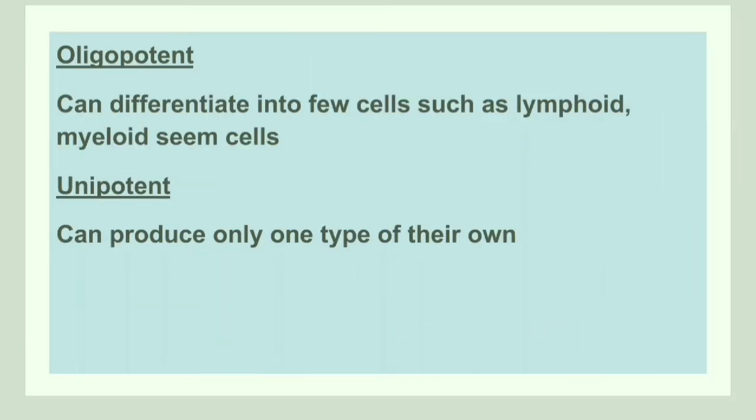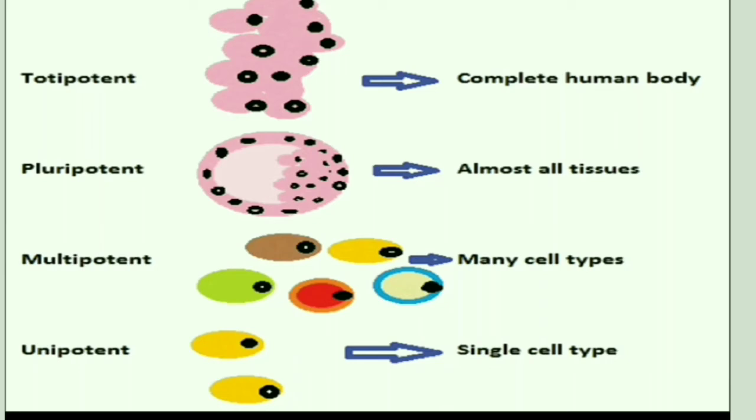The oligopotent cell is capable of differentiating into only a few cells, that is, lymphoid or myeloid cells. Unipotent cells are cells that produce only one type. Totipotent cells are able to differentiate into a complete human body, whereas a pluripotent cell is able to differentiate into all tissues. Multipotent cells are able to differentiate into many cell types. Unipotent cells are able to differentiate into only a single cell type.